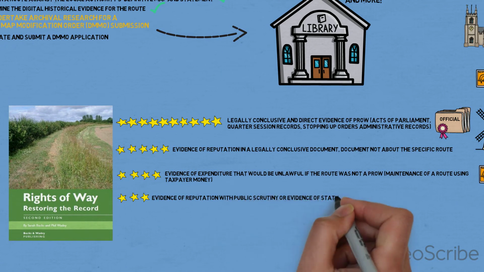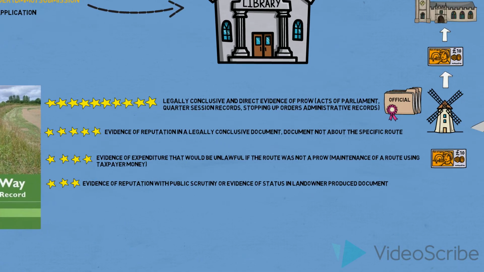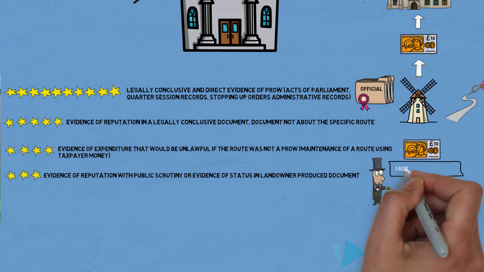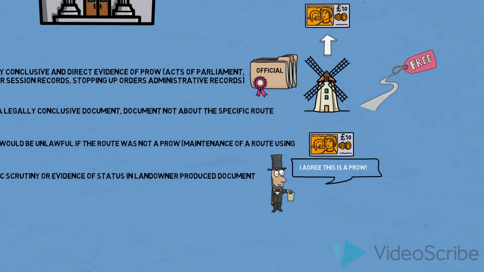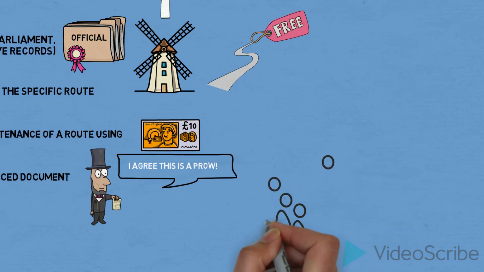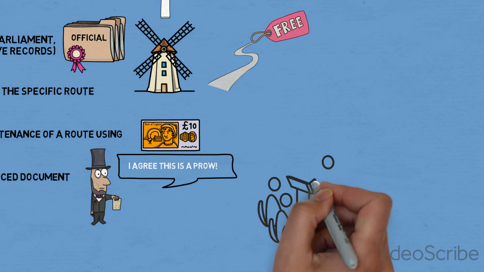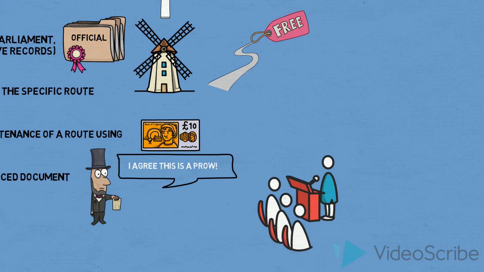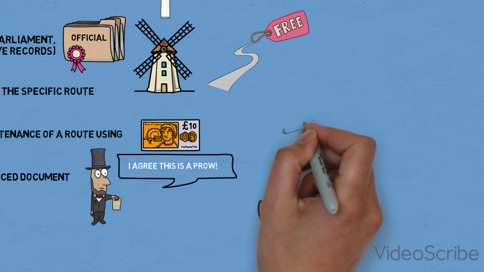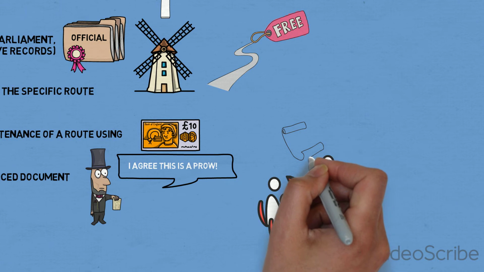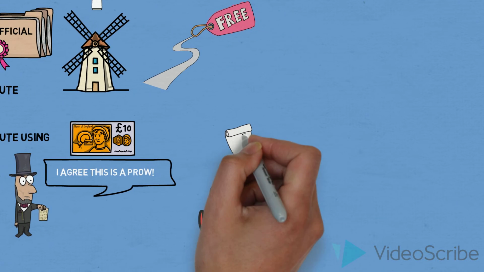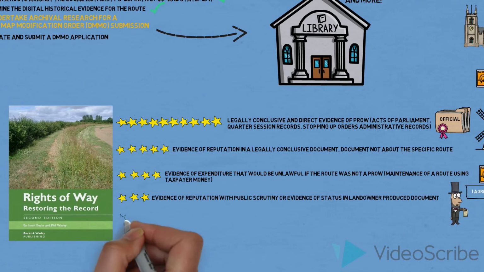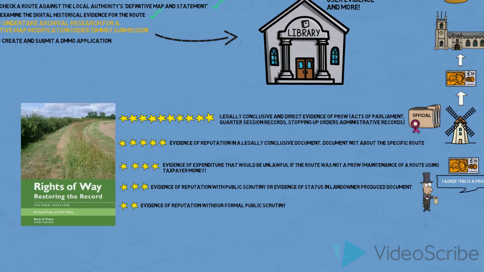3-star evidence is a little murkier. If we find a document produced by a landowner with a right of way recognised in it, we can use this to suggest its status. We may also award 3 stars to evidence which exhibits a degree of public scrutiny. For example, the Ordnance Survey would invite the public and landowners to inspect their maps on certain issues such as parish boundaries. The proceedings would be recorded in a journal of inspection. These journals can be useful for arguing that a right of way was, in the past, viewed and affirmed by both the public and landowners.